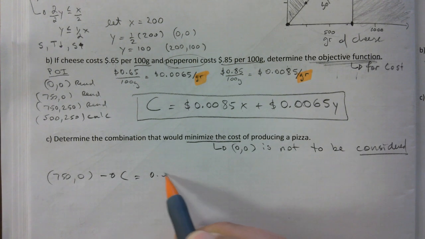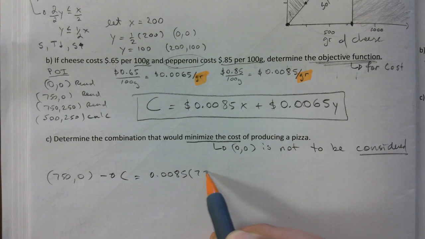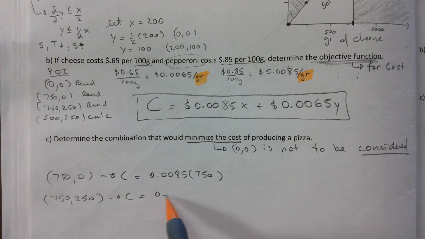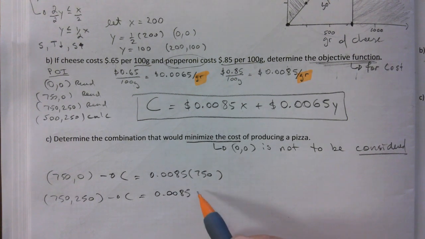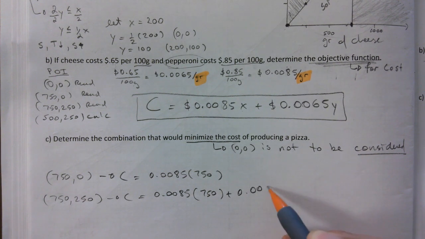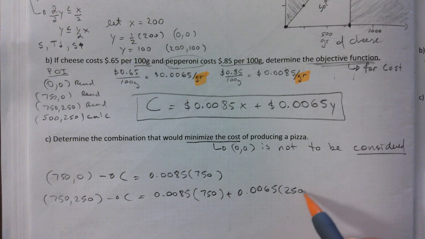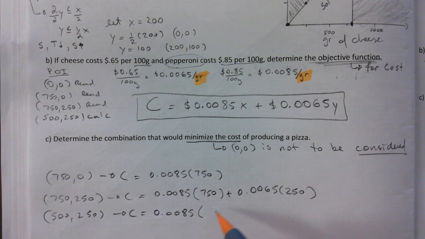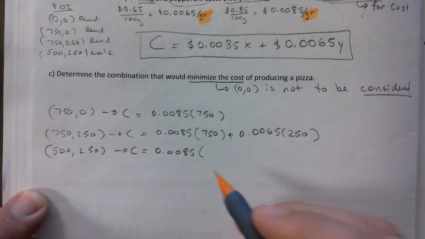So it's 0.0085 times 750. We have 750, 250. Cost is 0.0085, 750 plus 0.0065, 250. And then you have 500, 250. Plug that into your cost. Let's scroll up a bit.